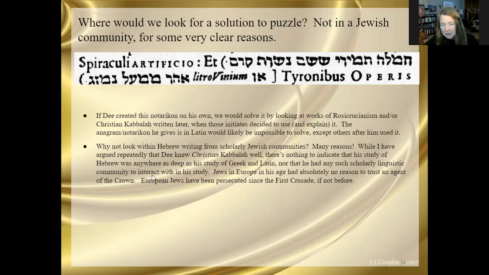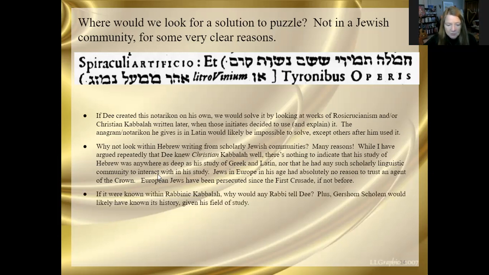There are a few communities, like the one in Prague, where the legend goes that the community was intact before the First Crusade. But it's much more common to find out, oh, there was a Jewish community here until the First Crusade, the Second Crusade, World War II. I mean, there is no reason for a scholarly Jewish Kabbalistic community to trust an agent of the crown.